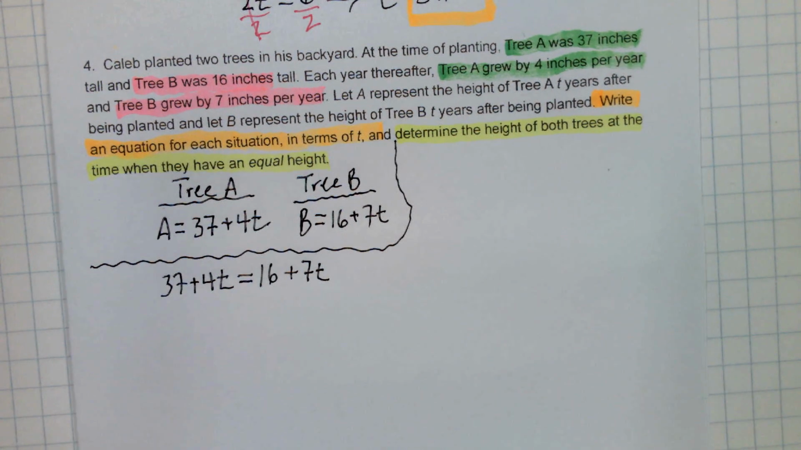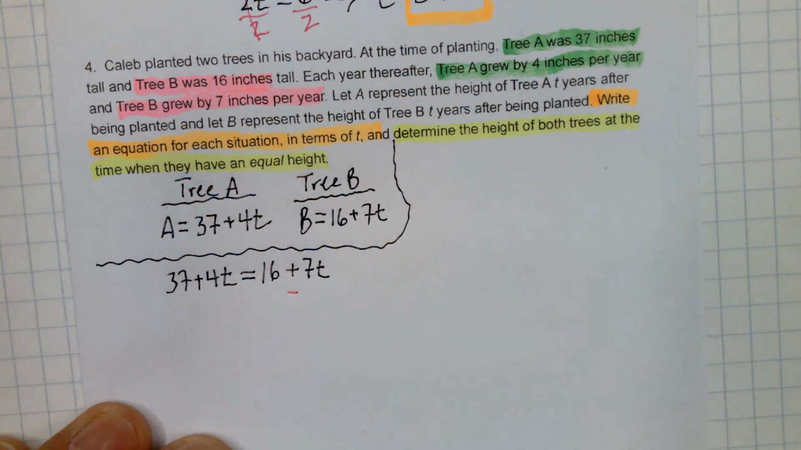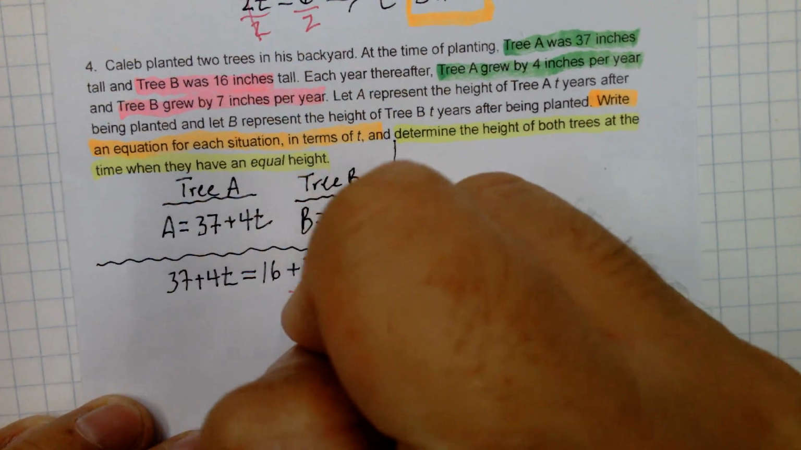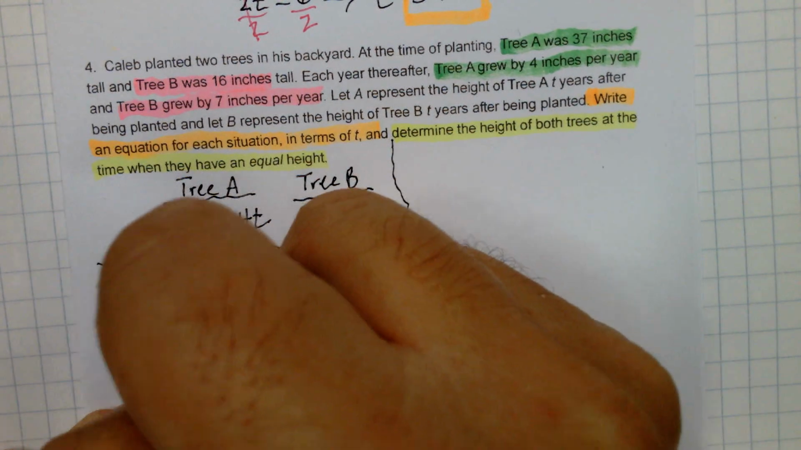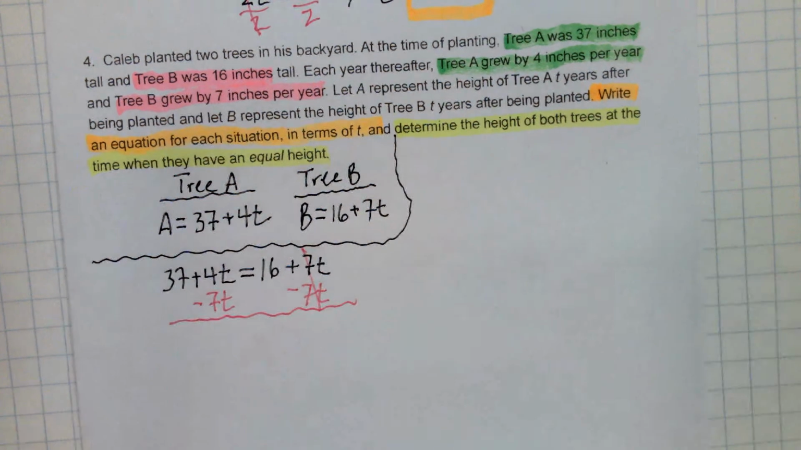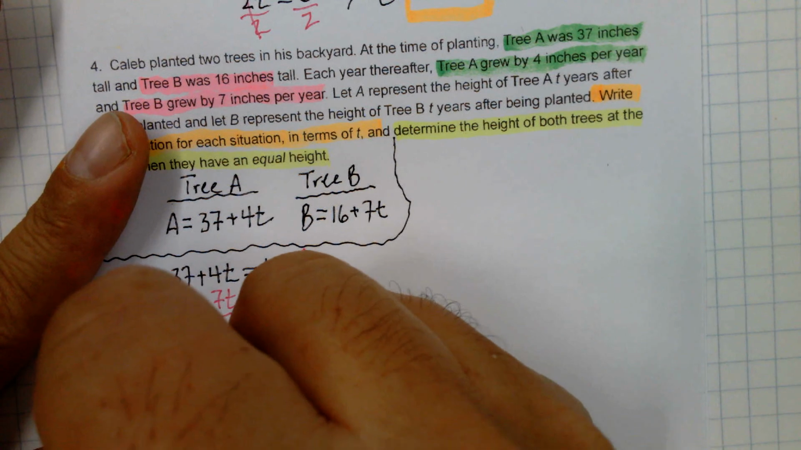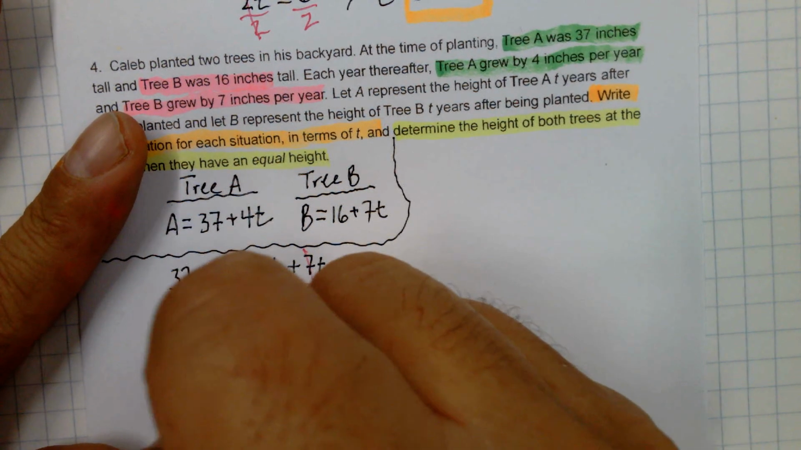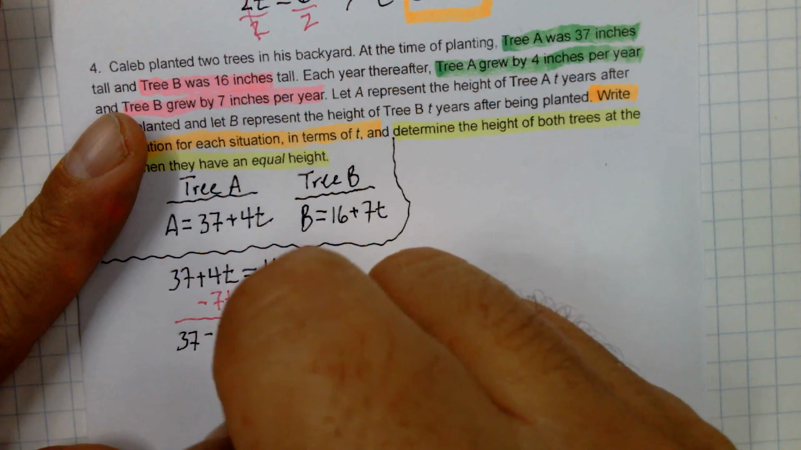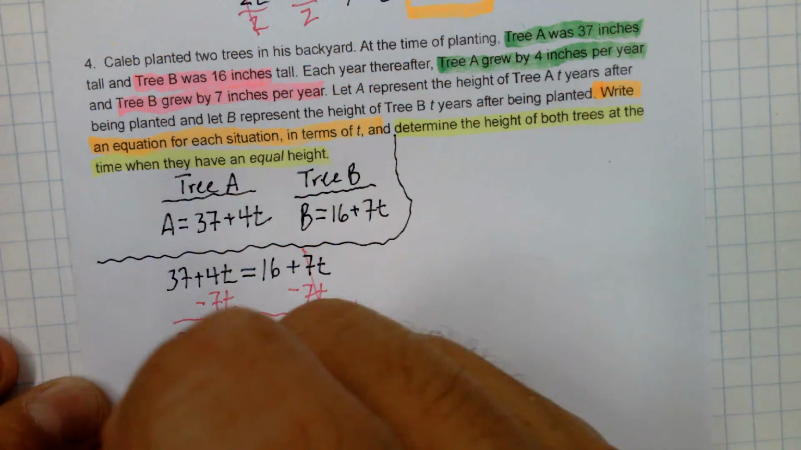Okay? So we get rid of 7t. And this is going to give us a negative for a while, but that's okay. We're not intimidated by that. Negatives ain't no thing. 4t minus 7t is negative 3t, and 37 equals 16. Okay. And now let's get rid of the 37. It's a two-step equation, so we'll subtract 37.